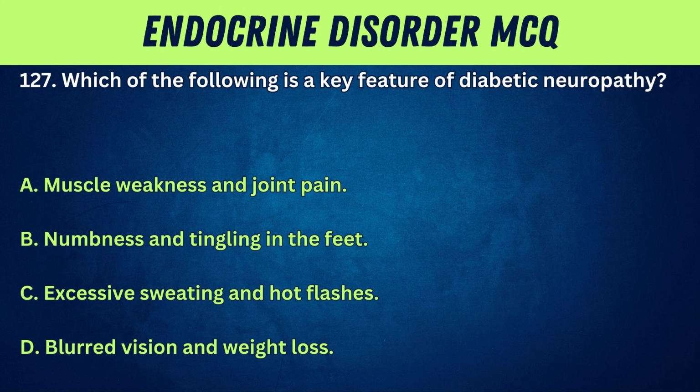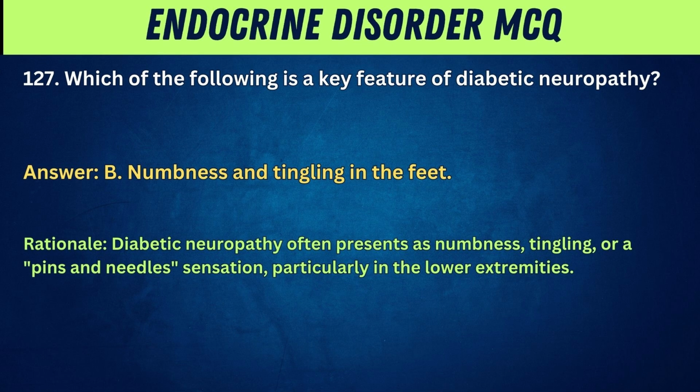127. Which of the following is a key feature of diabetic neuropathy? A. Muscle weakness and joint pain. B. Numbness and tingling in the feet. C. Excessive sweating and hot flashes. D. Blurred vision and weight loss. Answer: B. Numbness and tingling in the feet. Rationale: diabetic neuropathy often presents as numbness, tingling, or a pins and needles sensation, particularly in the lower extremities.